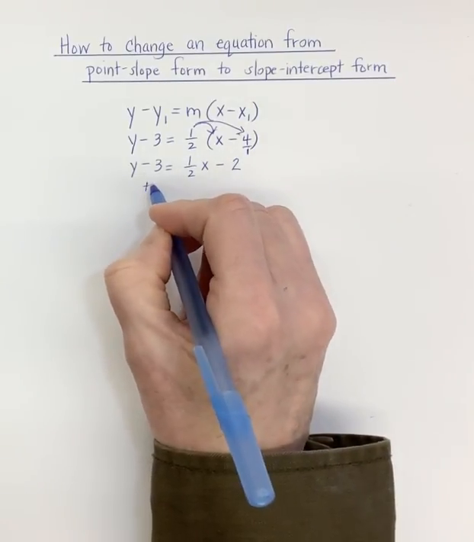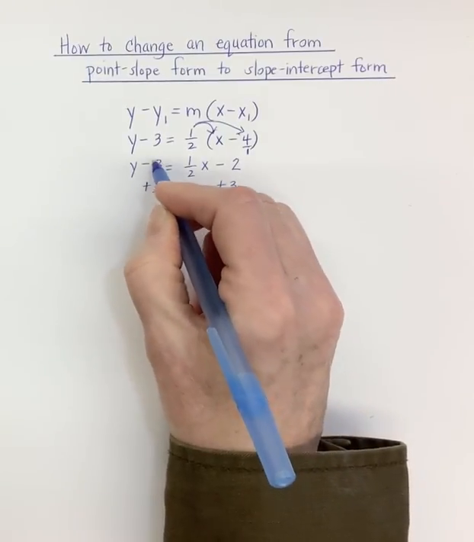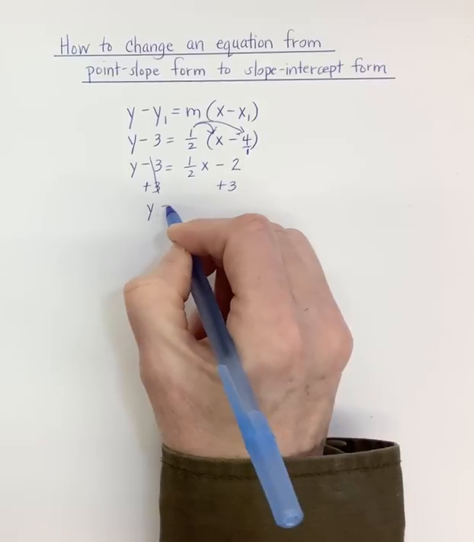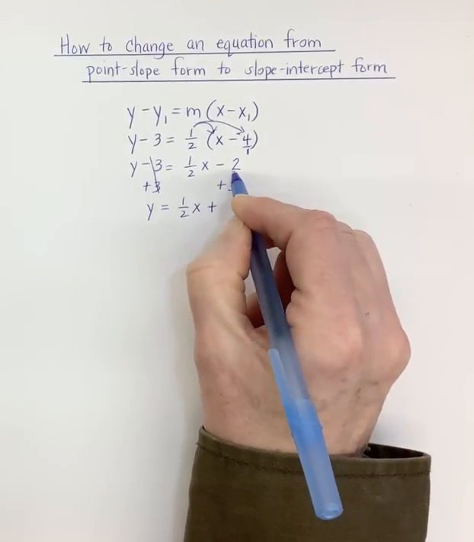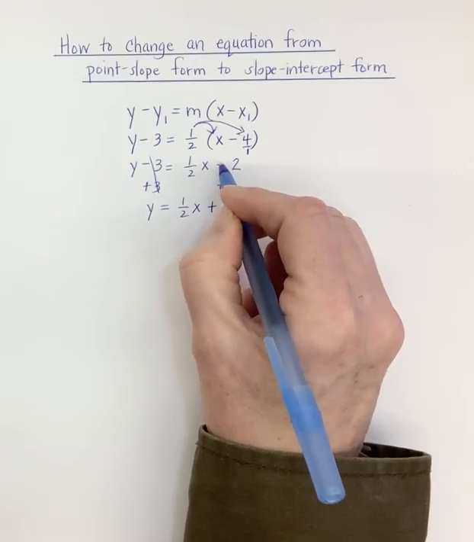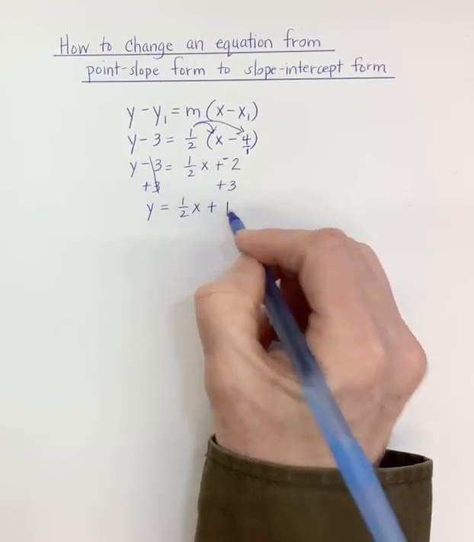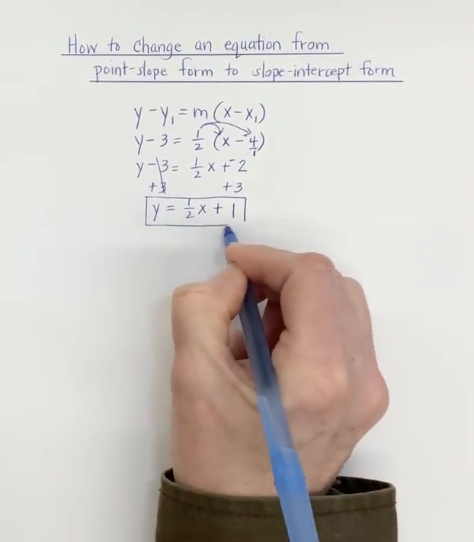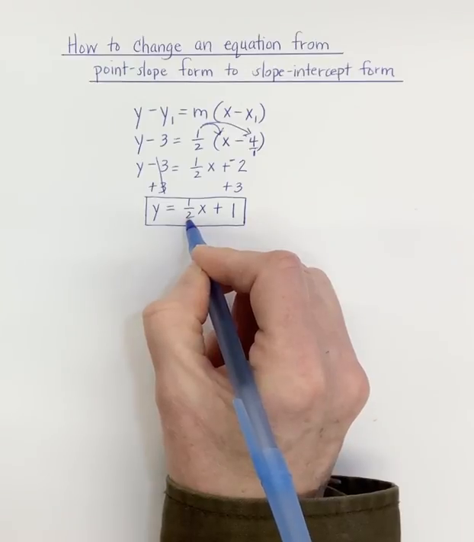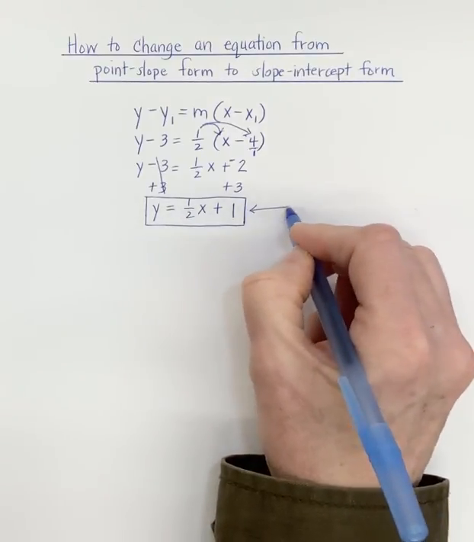Next, I need to add 3 to both sides to get y alone. Now we have y equals 1/2 x plus negative 2 plus 3, or in other words, plus negative 2. Negative 2 plus 3, that's 1. Our equation is now in the form y equals mx plus b, where the slope is 1/2. The y-intercept is 1, slope-intercept form.